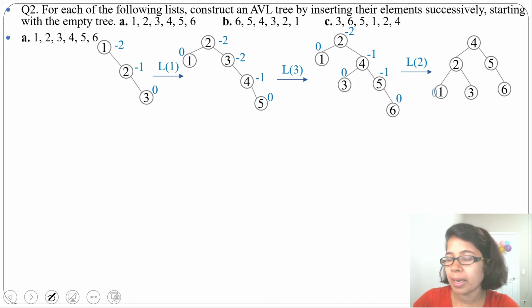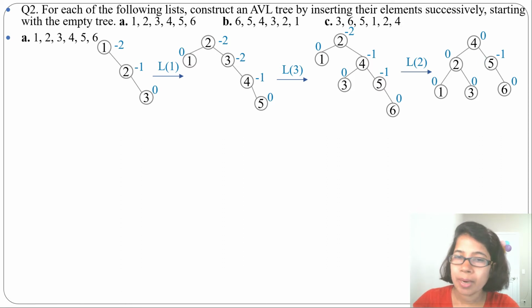Now again check the balance factor. Balance factor of 1 is 0, 3 is 0, 6 is 0, 2 is 0. For 5 it is -1, 0 minus 1. For 4 it is 0, 2 minus 2, 0. So it is an AVL tree. Just mark, when we are inserting as a right child in right subtree, we are doing L rotation. Next we will do option B: 6, 5, 4, 3, 2, 1.